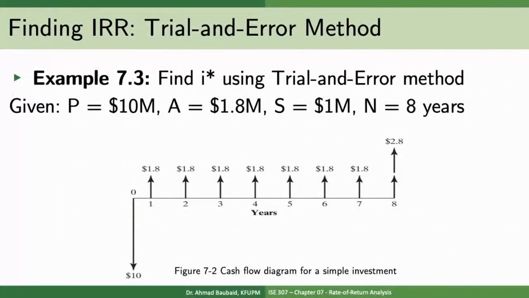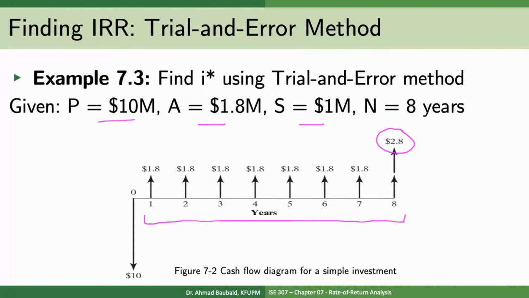And so if you draw the cash flow, this is what it looks like. Everything here is in millions, so they dropped the millions. It's just 10, 1.8 annual benefit. So you're given P, you're given A, and the salvage value at the very end. So this here is the total, 1.8 plus 1 million, and N is equal to 8 years.